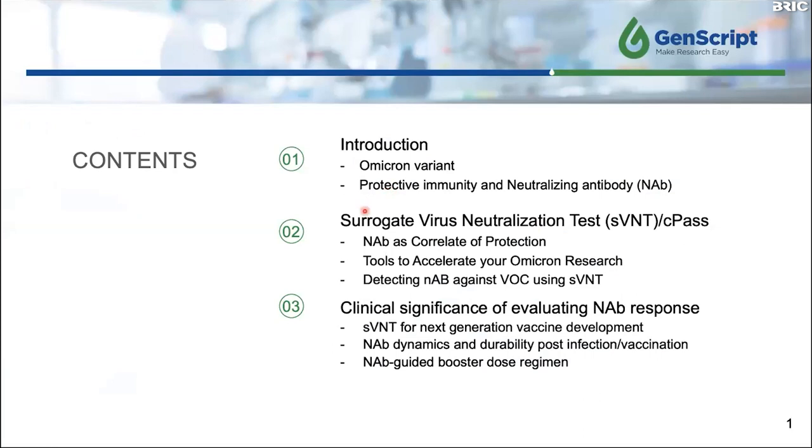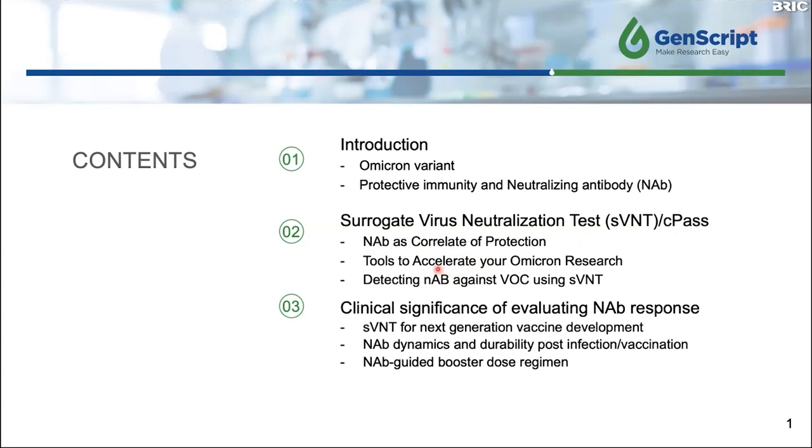For today's webinar, I will be covering several topics. First, I would like to give an introduction on the Omicron variant, and also the protective immunity and neutralizing antibodies. Next, I will be discussing the technology called surrogate virus neutralization test, which is the SVNT, the technology behind the cPass. For discussing this, I will be covering topics including neutralizing antibody as the correlate of protection. And I will also be talking about the tools that GenScript provides to accelerate your Omicron research.